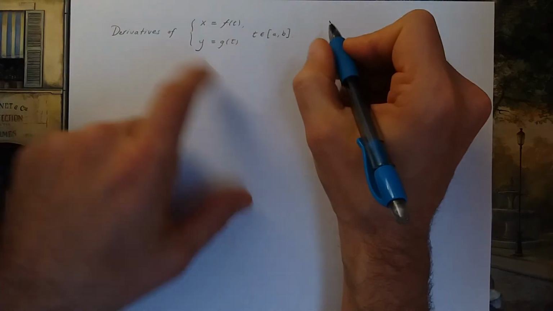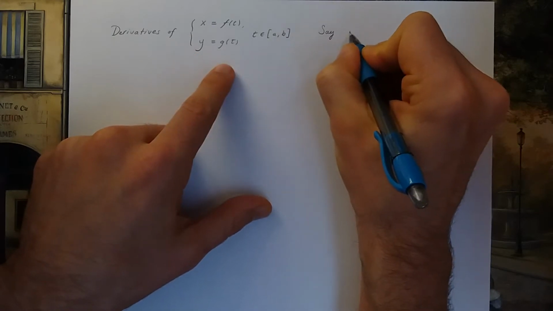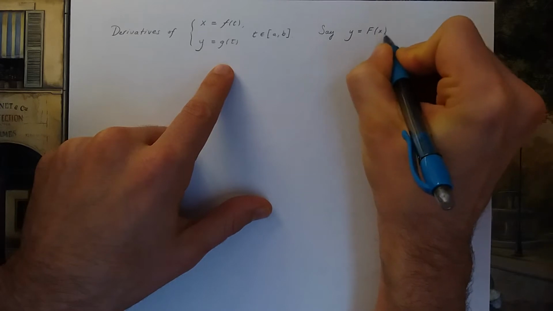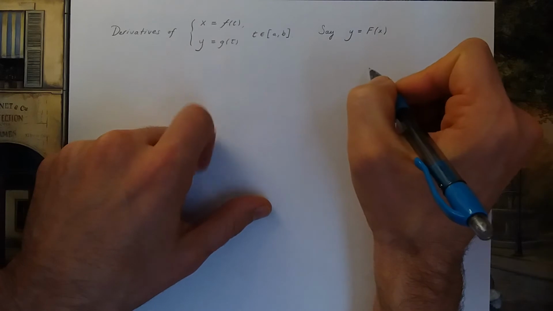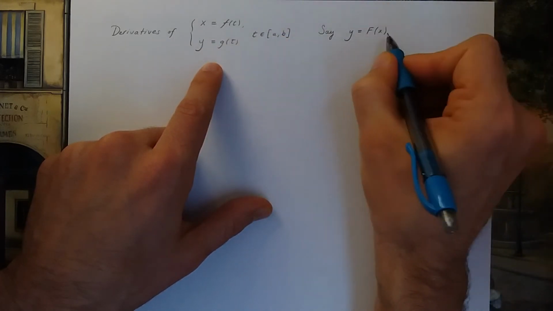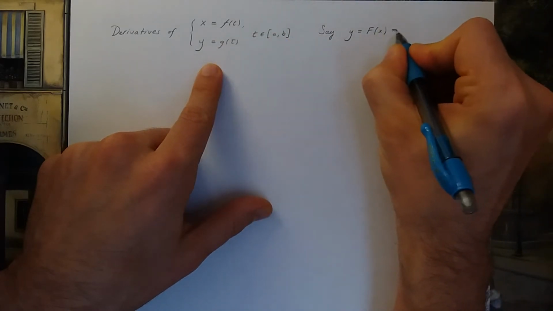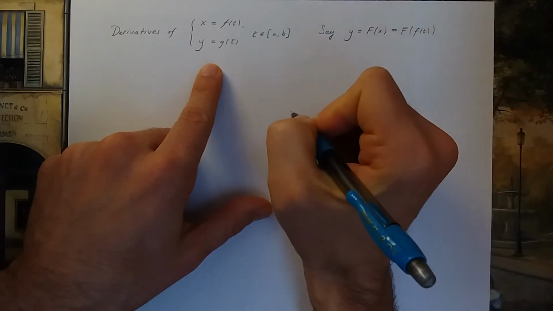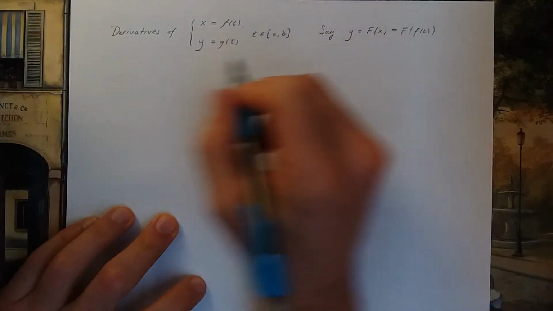To take a derivative, I'm going to suppose that I can take my function y and write it as a function of x. Just like we saw in Calculus 1, I could take y and express it in terms of x. Maybe you could do that with your parametric equation. Well, if you can, and x is equal to little f of t, then y is really a composition of two functions. I could take the derivative of a composition using the chain rule.